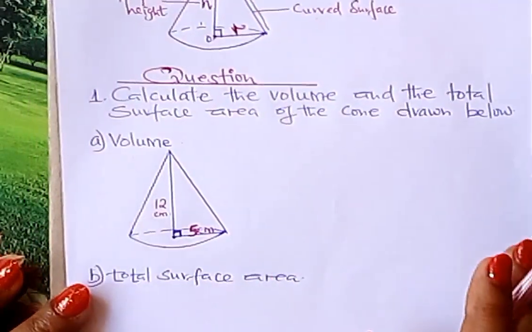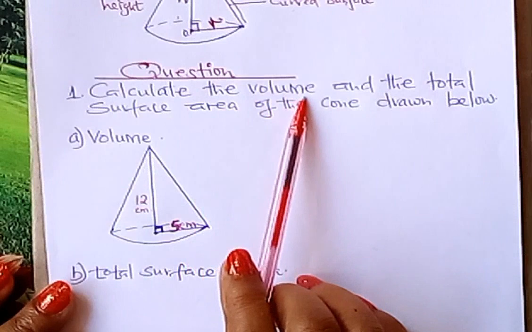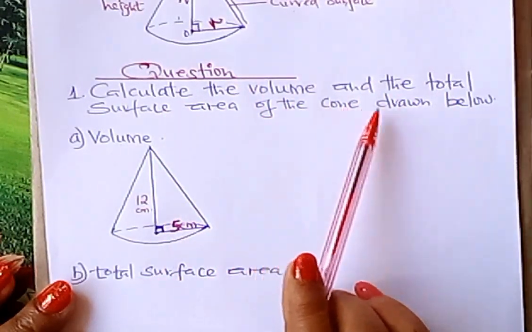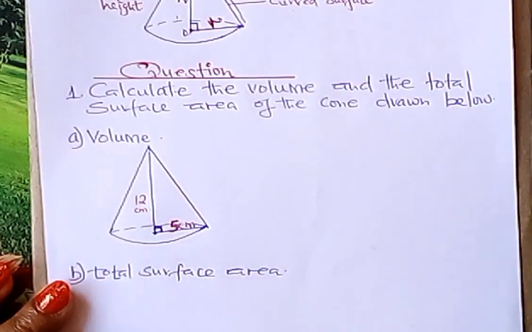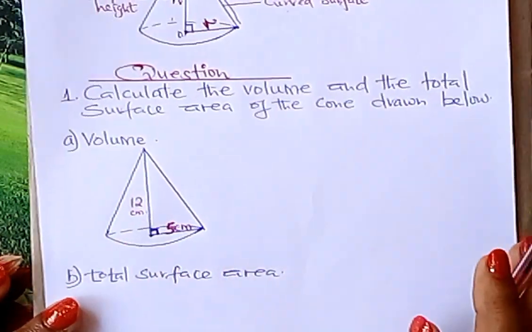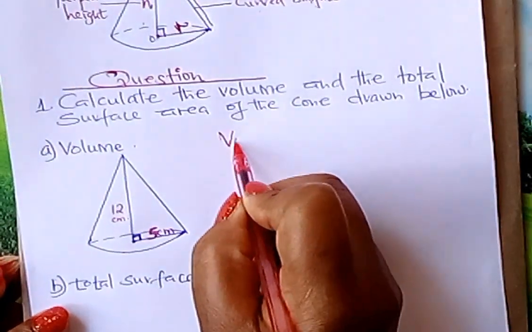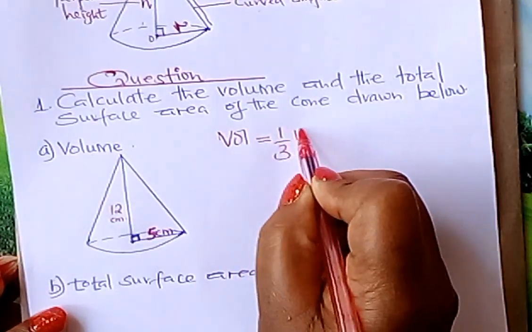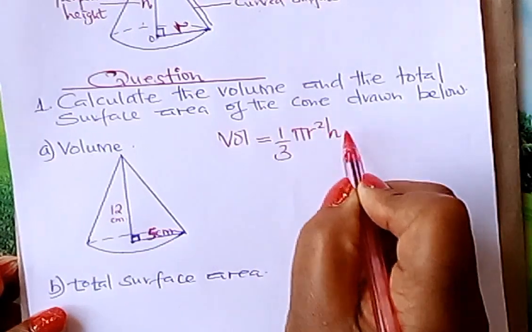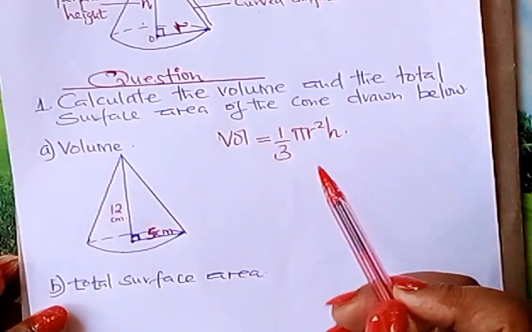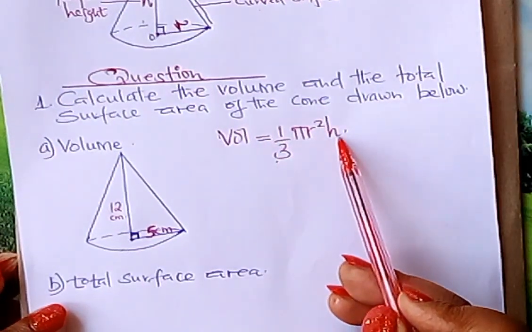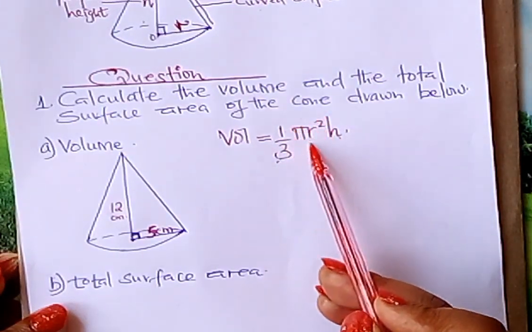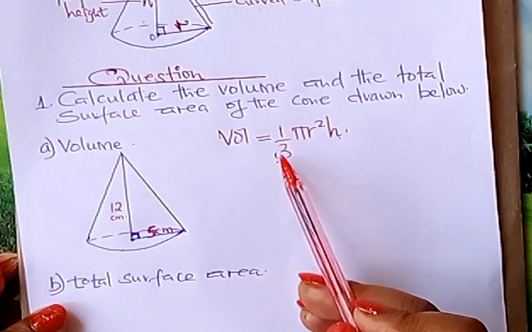We go to question 1 here. You are told to calculate the volume and the total surface area of the cone drawn below. This is our cone. How do we find its volume? Learner, volume of a cone is given by what? A third pi r squared height. Master the formula. A third pi r squared height is a third of the volume of a cylinder.